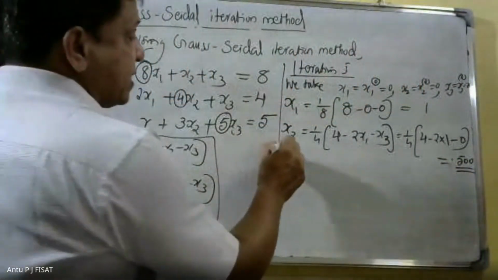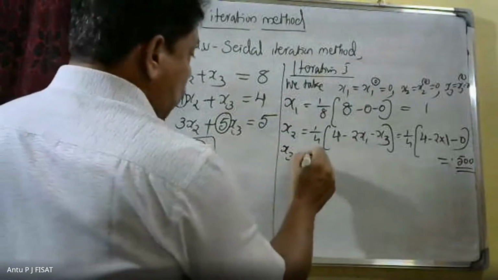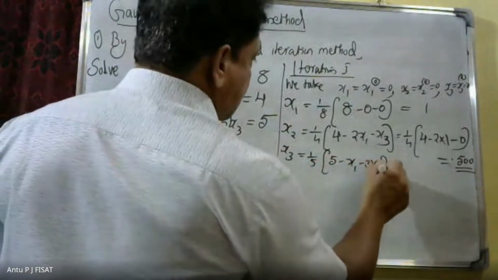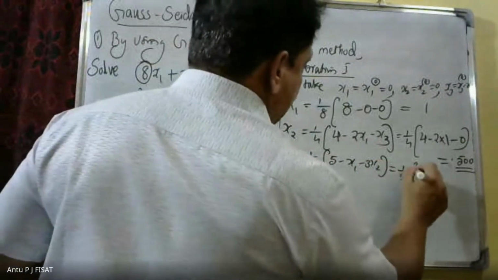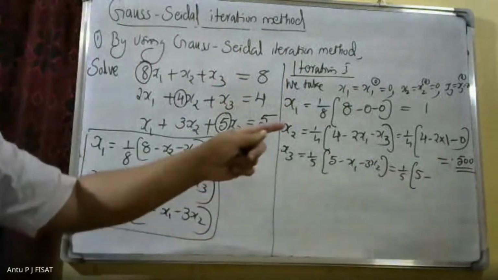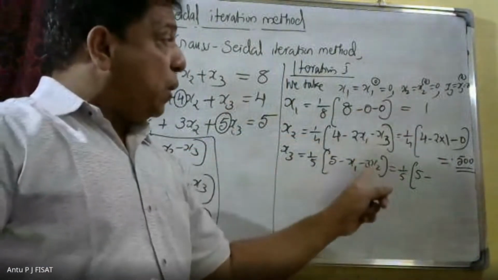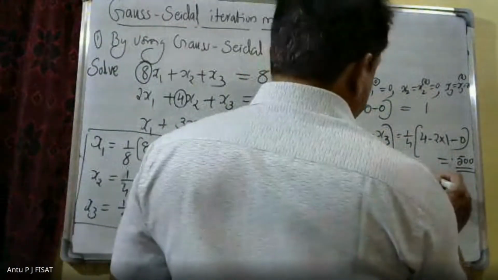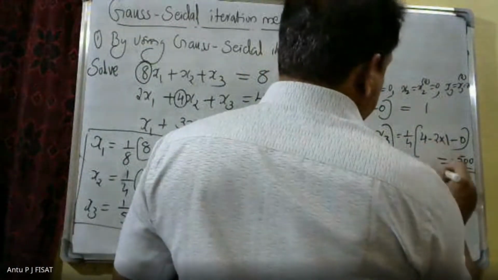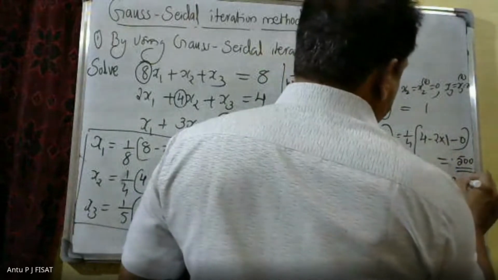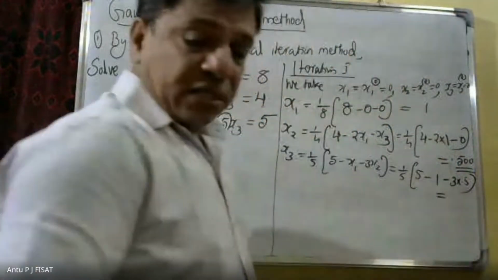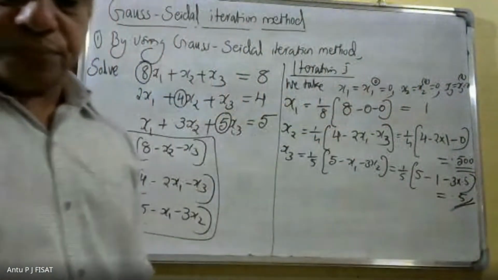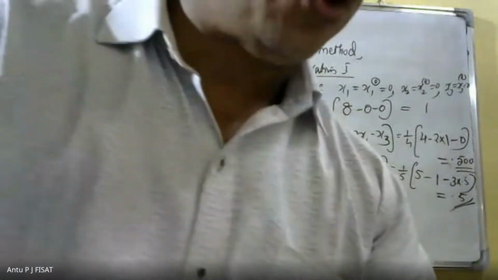Then find the value of x3. x3 is equal to 1/5 (5 - x1 - 3x2). Then we substitute the updated values of x1 and x2. Updated x1 is equal to 1 and x2 is equal to 0.5. Therefore, we get 1/5 (5 - 1 - 3 into 0.5). Simplifying, our answer will be 0.5. This first iteration is over.